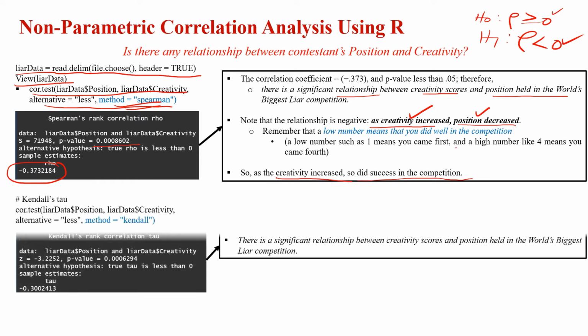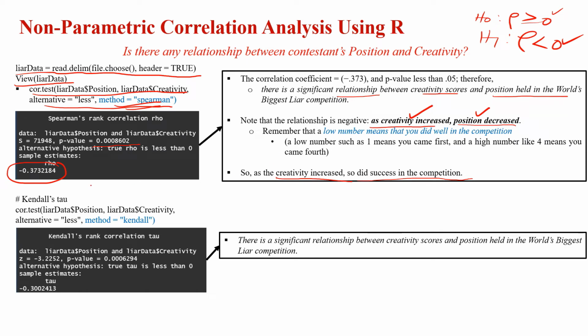Okay, furthermore, if you apply Kendall's, we get the same kind of result. So they have a strong correlation between the creativity and the position. And we can also see that they have a negative relationship. As the creativity score starts increasing, the position is decreasing. The position decreasing means it becomes from 4 to 3, 3 to 2, 2 to 1.